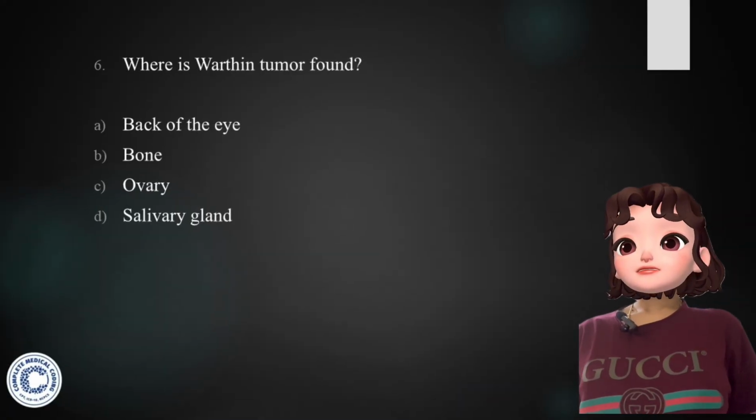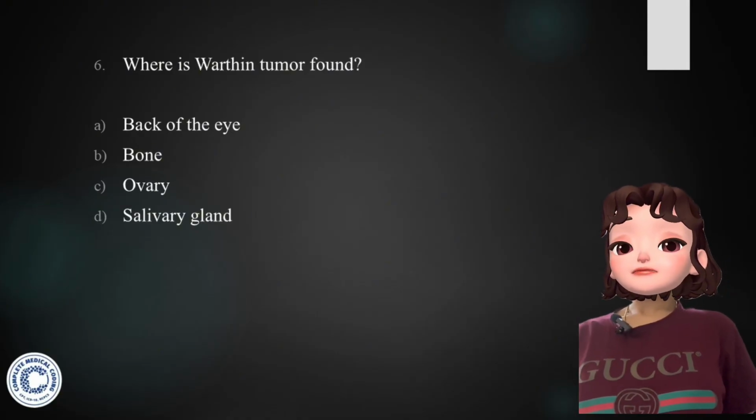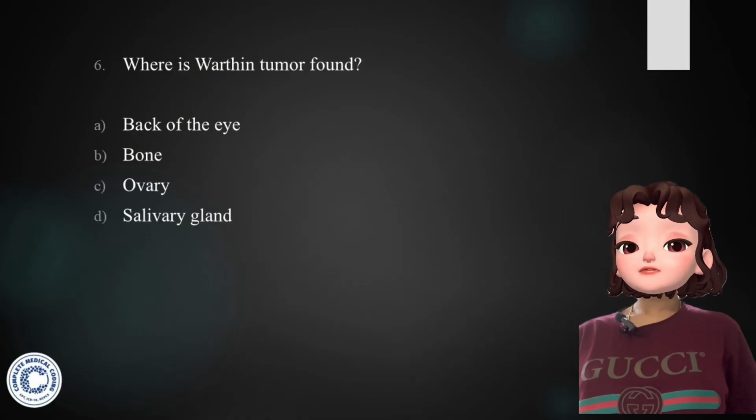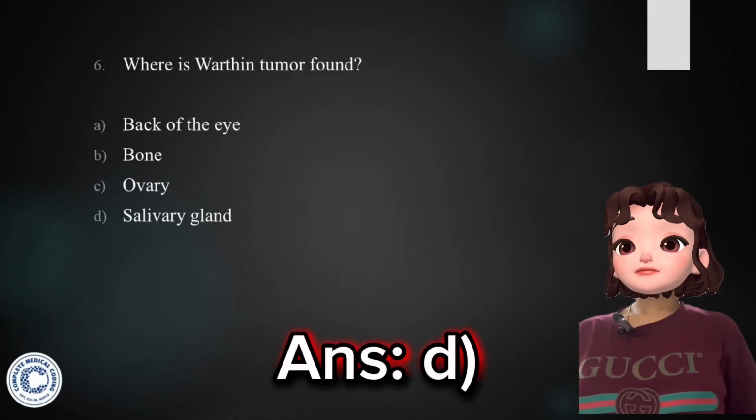Sixth question. Where is Marfan tumor found? Option A, back of the eye. Option B, bone. Option C, ovary. And option D, salivary gland. Marfan tumor is found in the salivary gland. Answer is option D, salivary gland.